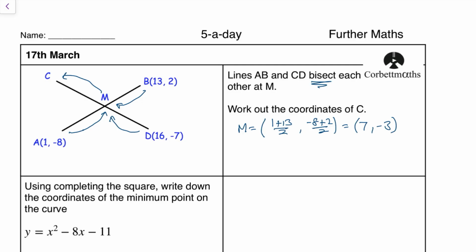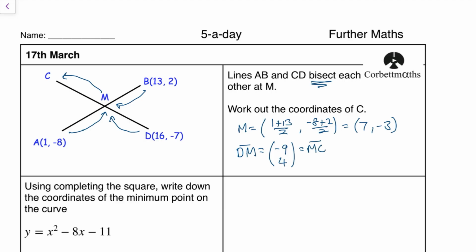Then what I need to do is work out how I'm going to get from D to M. So the vector D to M is equal to, well, I'm going from 16 to 7, which is minus 9, and I'm going from minus 7 to minus 3, which is plus 4. And that is also equal to the vector to get from M to C.